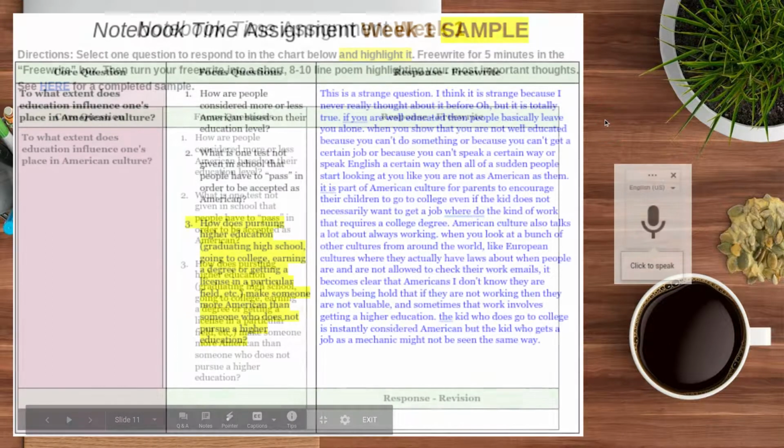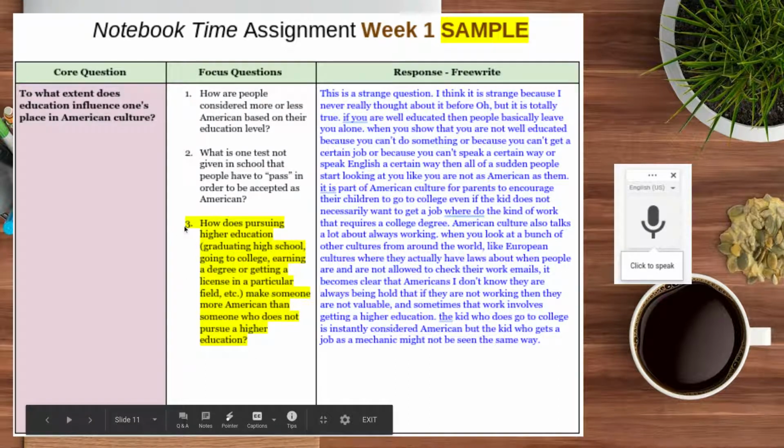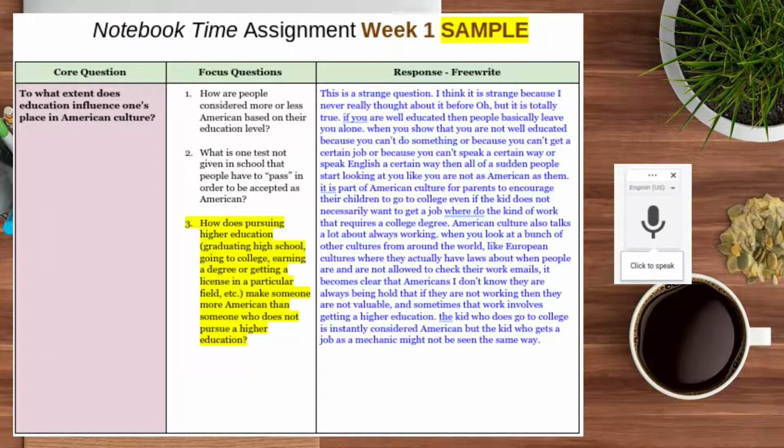If you take a look at the sample, I chose the third one to respond to. How does pursuing higher education, like graduating high school, going to college, or earning a degree or getting a license in a particular field, etc., how do those things make someone more American than someone who does not pursue a higher education?